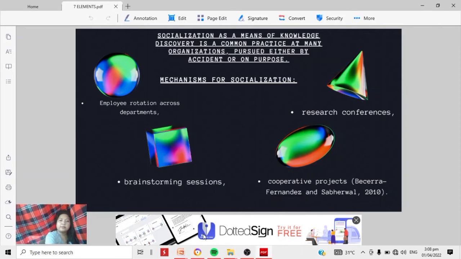Here are some mechanisms of socialization. One is employee rotation across departments. Two, research conferences. Three, brainstorming sessions. And four, collaborative projects. So this is all about how a company's employees manage tasks and how employees work with the bosses or coworkers.